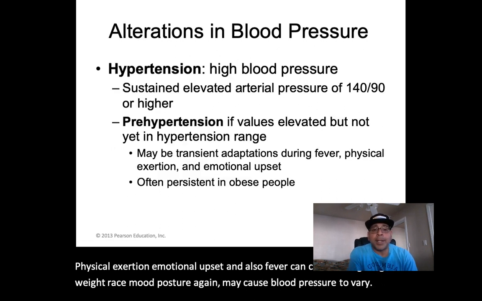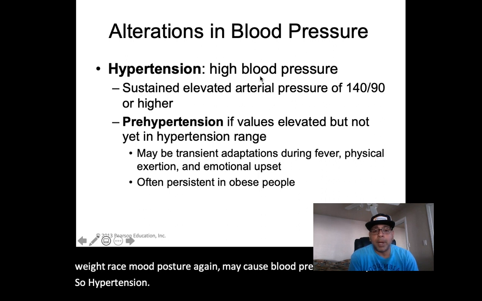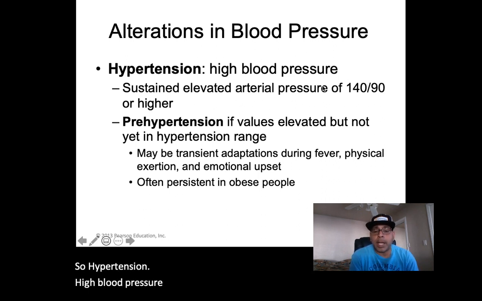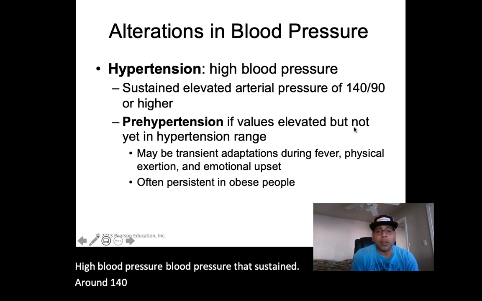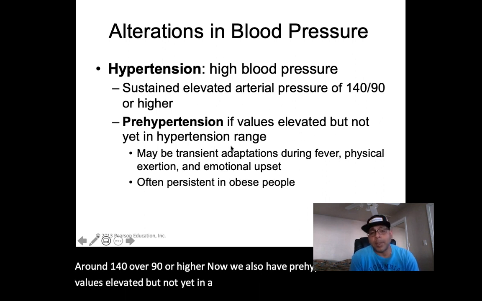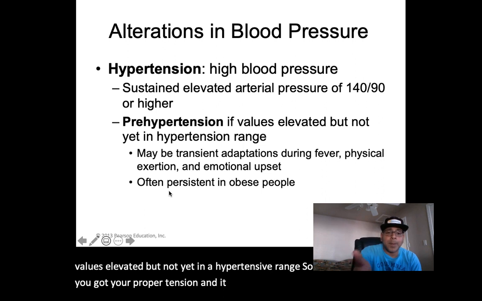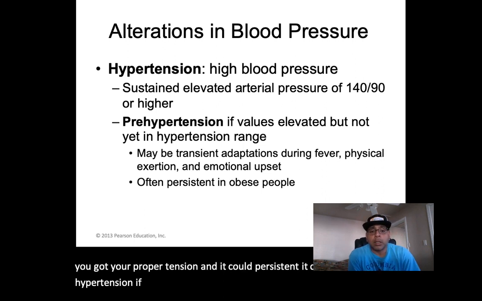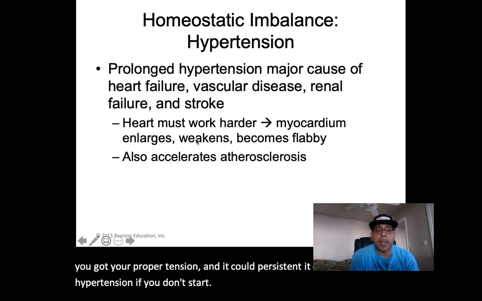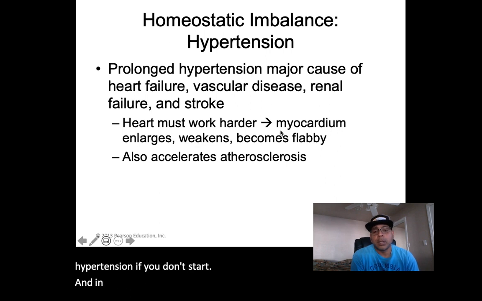So hypertension is high blood pressure that's sustained around 140/90 or higher. Now we also have prehypertension, if the value is elevated but not yet in a hypertensive range. The doctor will let you know, hey, you've got prehypertension, and it could persist and become hypertension if you don't start to treat it now. And then hypotension, we'll see there.